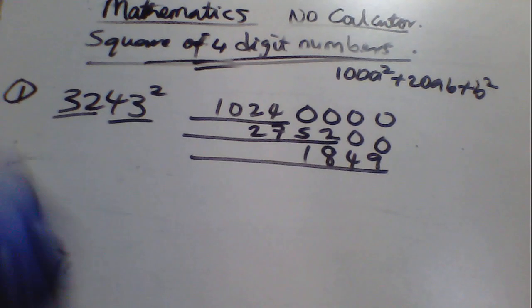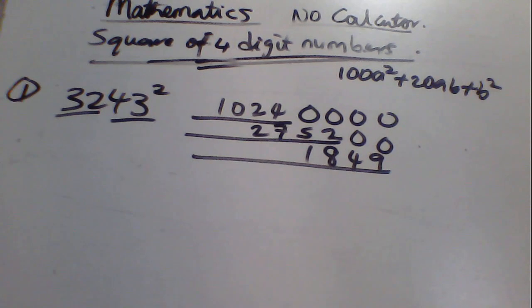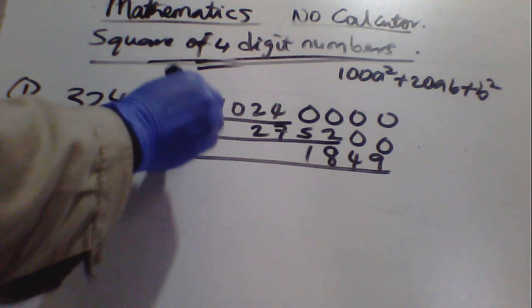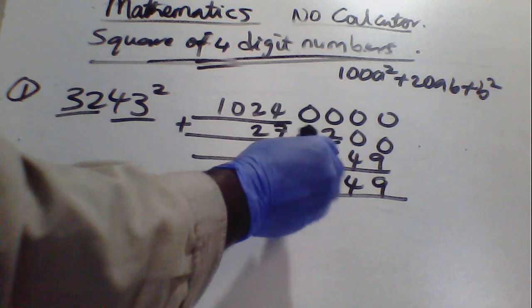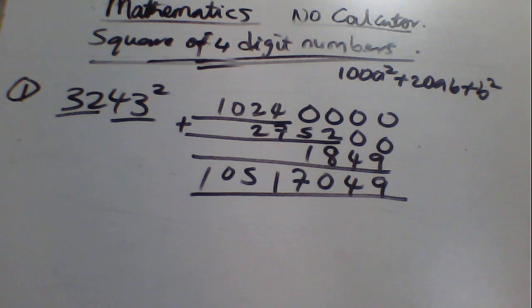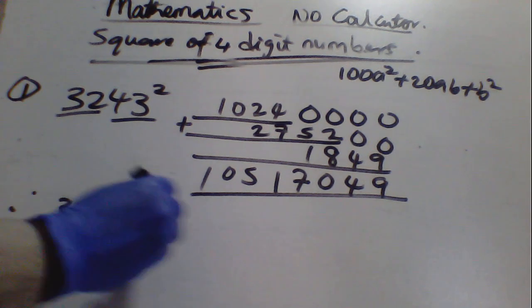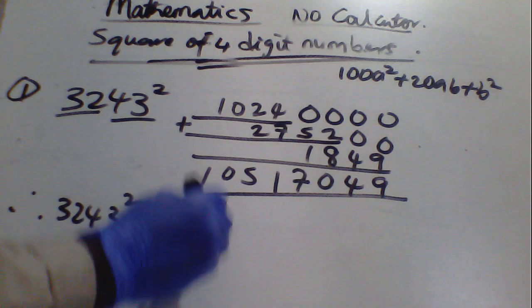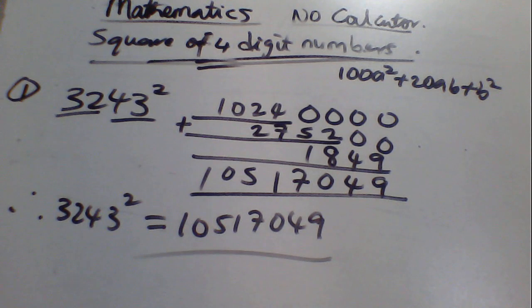Add their results. This thing you can do in a minute, or even less. If you have been doing this assignment, you add this, give us 9, 4, 0, 7, 1, 5, 0, 1. Therefore, 3243 squared is the same as 10,517,049. That is it.